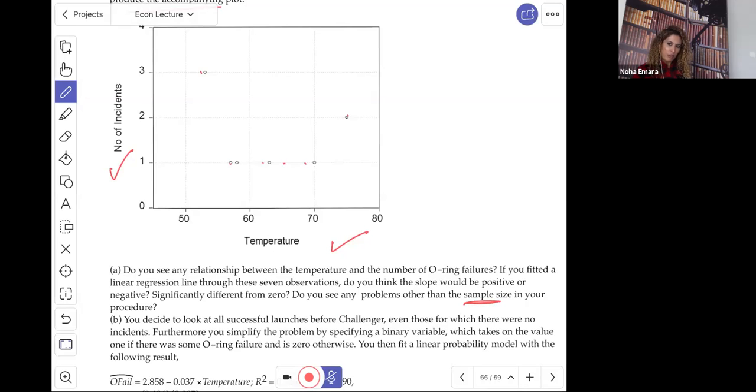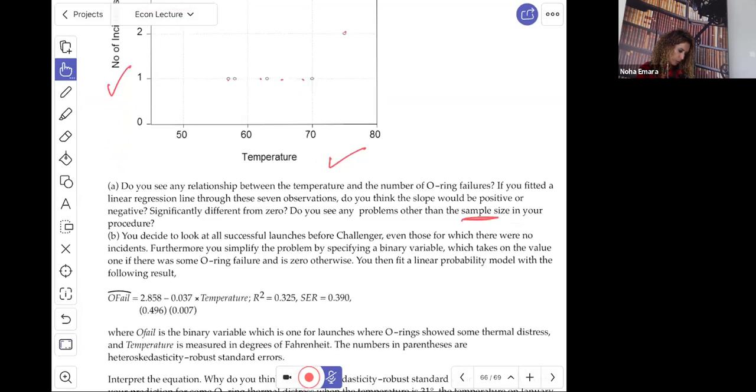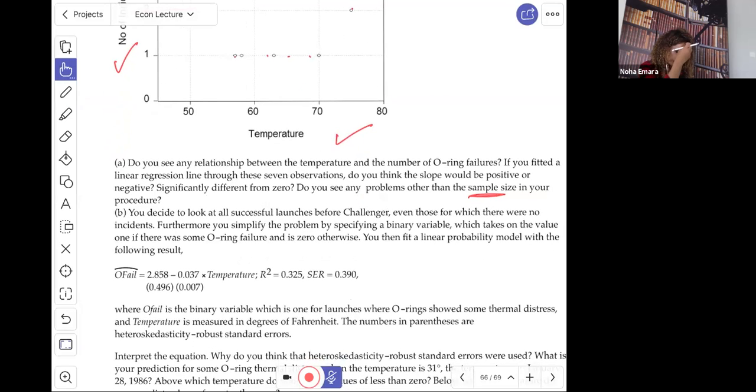It's just 7 observations, okay? And I'm just discussing it while I'm telling you the answers, okay? And I want you to think about it and answer it fully. So you decide to look at the successful launches before the Challenger. What you have is this regression.